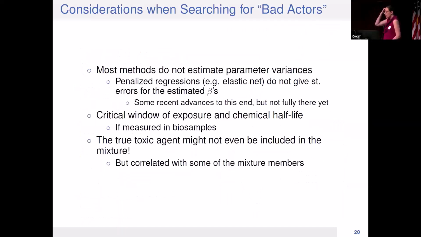Most methods, when we're thinking about bad actors, I wouldn't say now most, because this has been getting better, but many methods do not estimate parameter variances, elastic net being one, lasso, group lasso, etc.